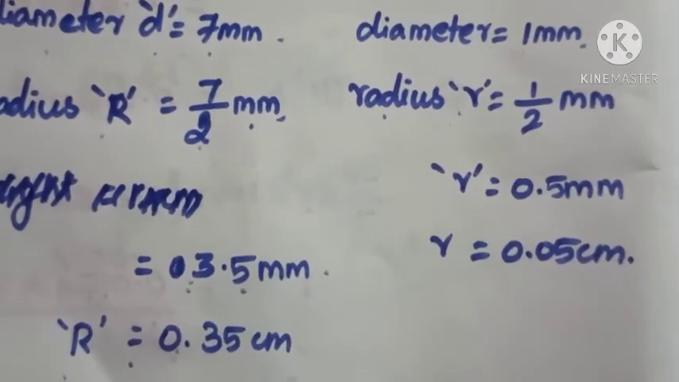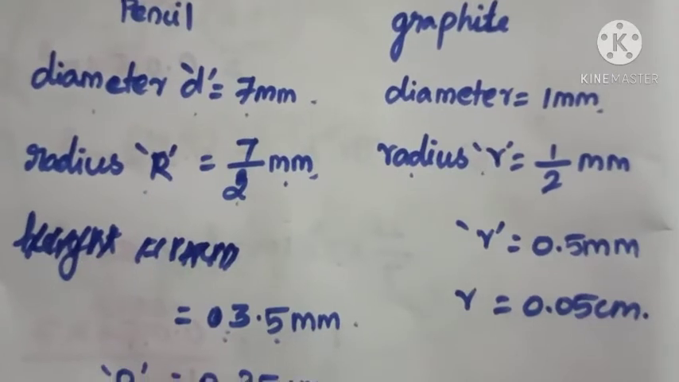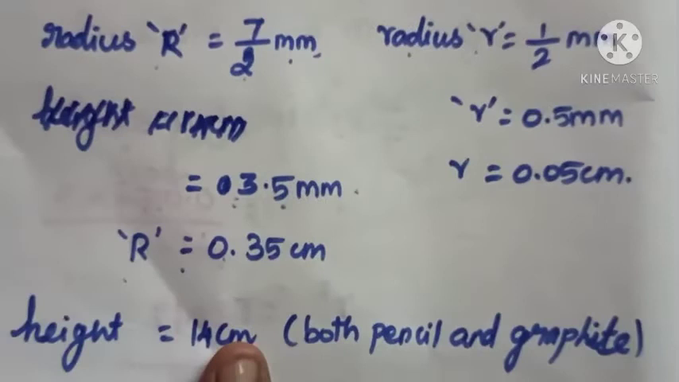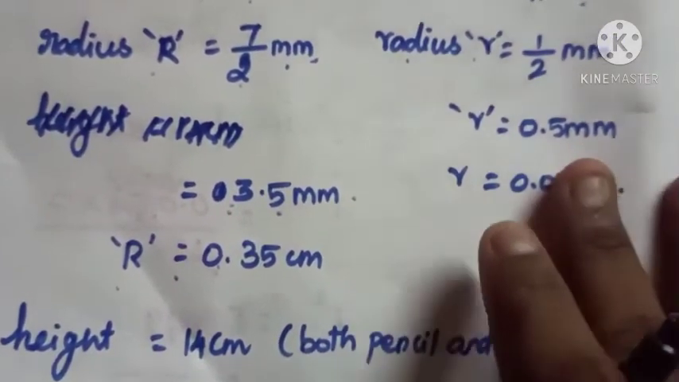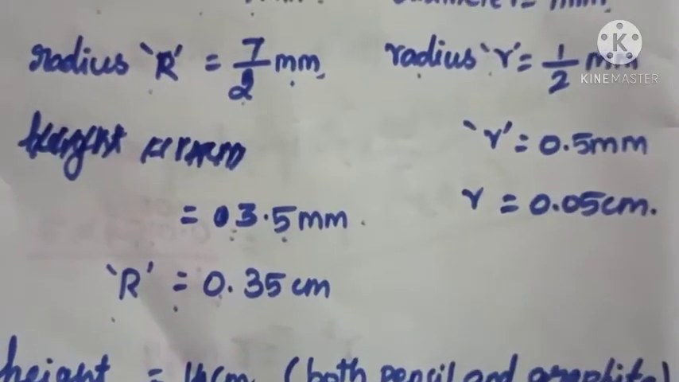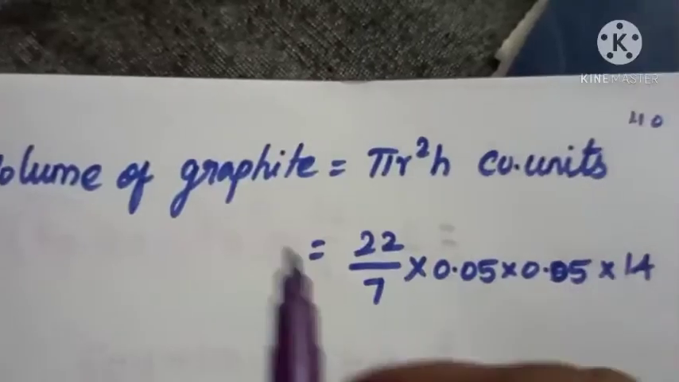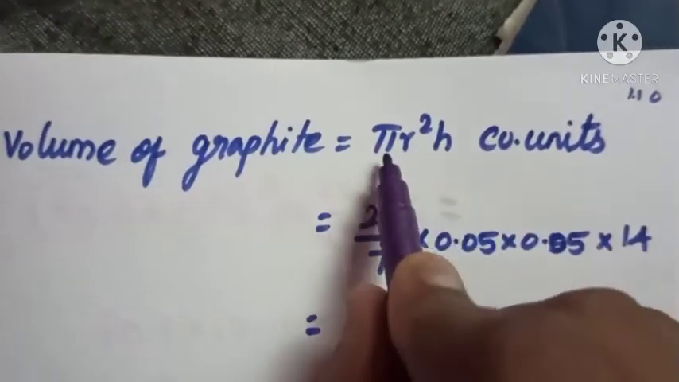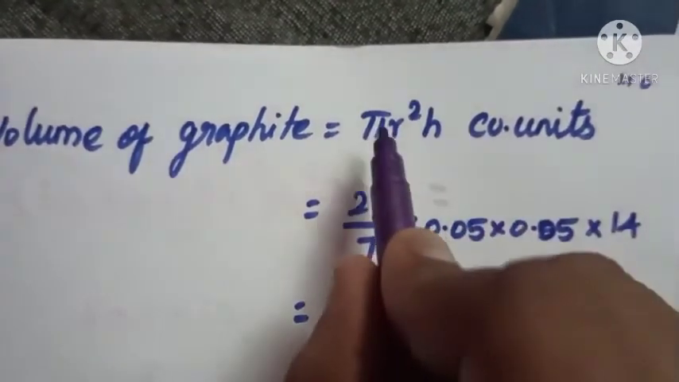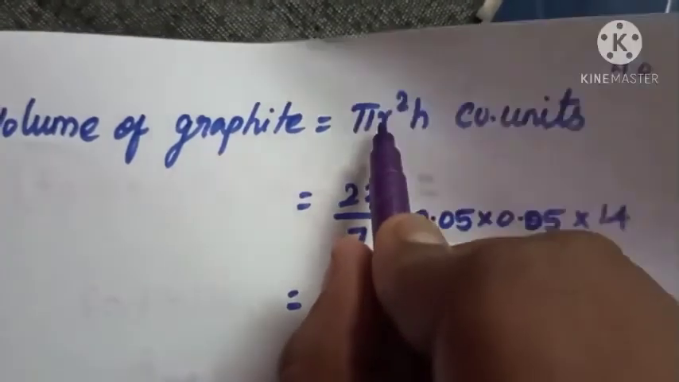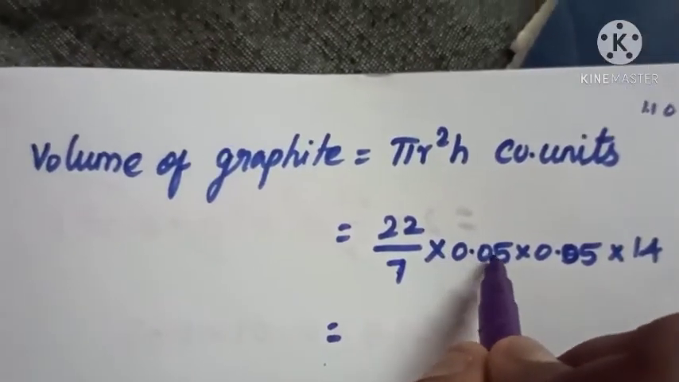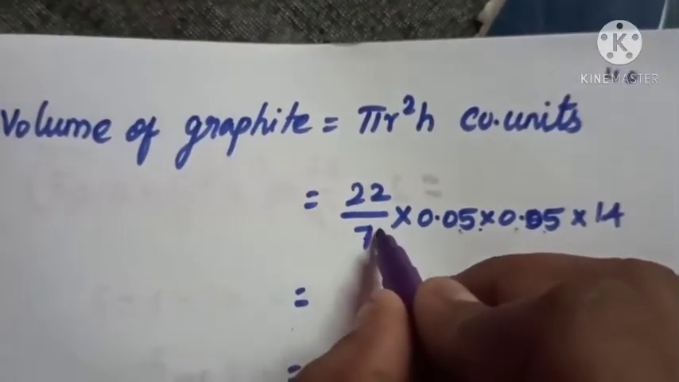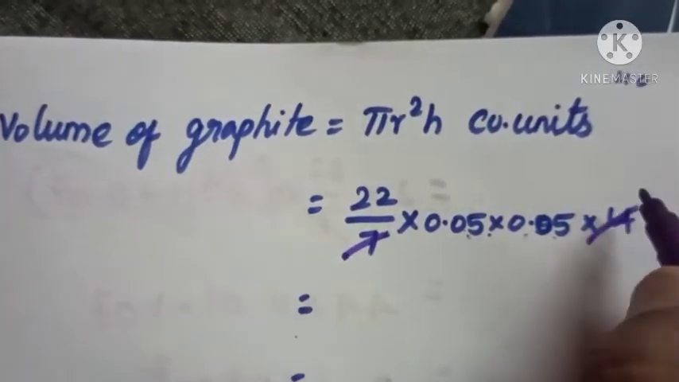So now we have the radius of the pencil and the radius of the graphite, and the height of both pencil and graphite is 14 centimeter. Now what do we need to find? We need to find the volume of graphite and the volume of wood. The graphite is in the form of a cylinder, so volume is pi r square h cubic units. You know the value of pi is 22 by 7. The radius of the graphite is 0.05, so 22 by 7 into 0.05 into 0.05 into 14. Now cancel: 1 7s are 7, 2 7s are 14.